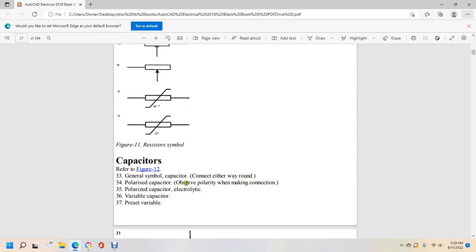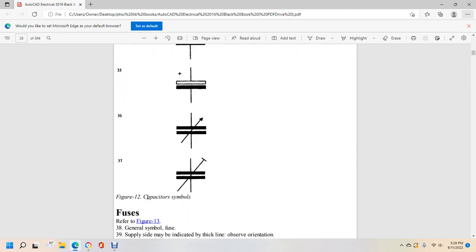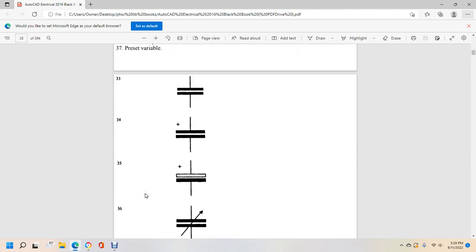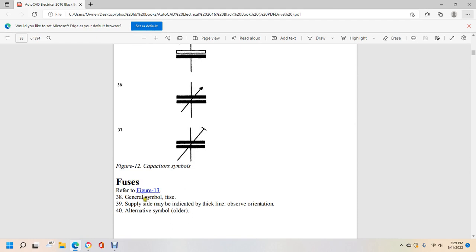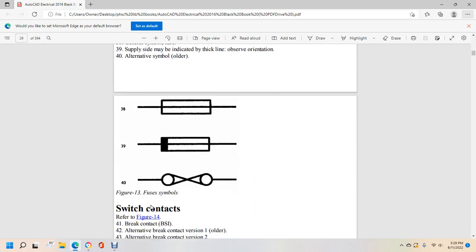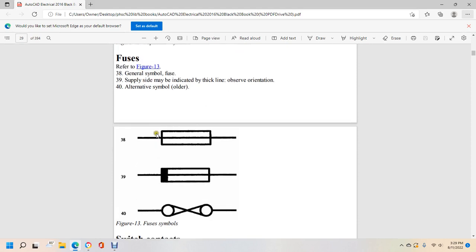Alright, capacitors: general symbol of the capacitor, and then polarized capacitor, observed polarity marking connection, polarized capacitor, electrolytic, variable capacitor, preset. And then fuses: general symbol of the fuse, supply symbol, angle, thick line, orientation, holder symbol. Figure 38 shows a general symbol for a fuse.